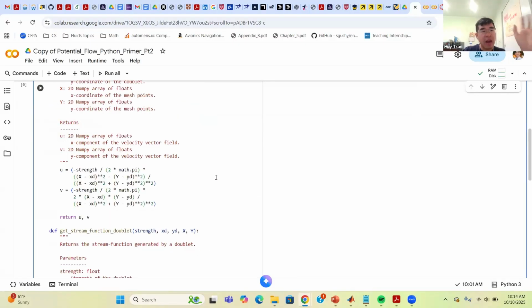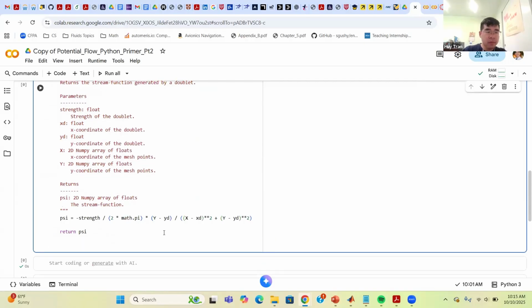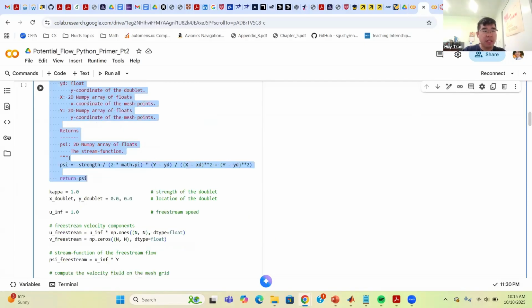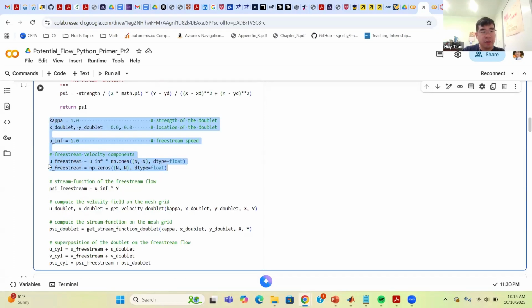So first I have a mesh. Now I have the functions in order to generate the doublet. Like I said earlier, we need a strength for the doublet, and we need a location for the doublet. So I'm going to copy those over. On top of that, we don't want just the flow of a cylinder, we want flow of a cylinder in a free stream. So we also have our free stream components here: the u velocity, v velocity for the free stream, and our stream function, which is the psi values. So let's copy those over.